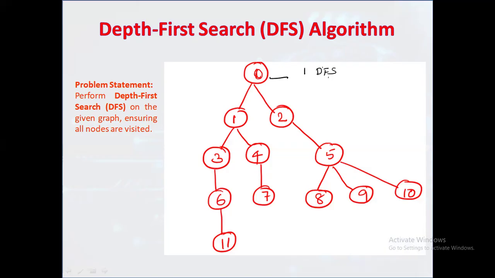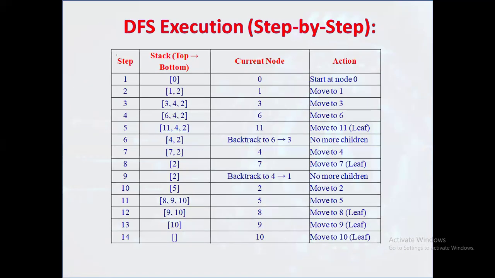I'll show this to you in a table. In the first step, we are starting at 0. The algorithm begins by placing node 0 on the stack and visiting it. This is the current node, the starting point of the DFS algorithm. So the action for this is: start at node 0.